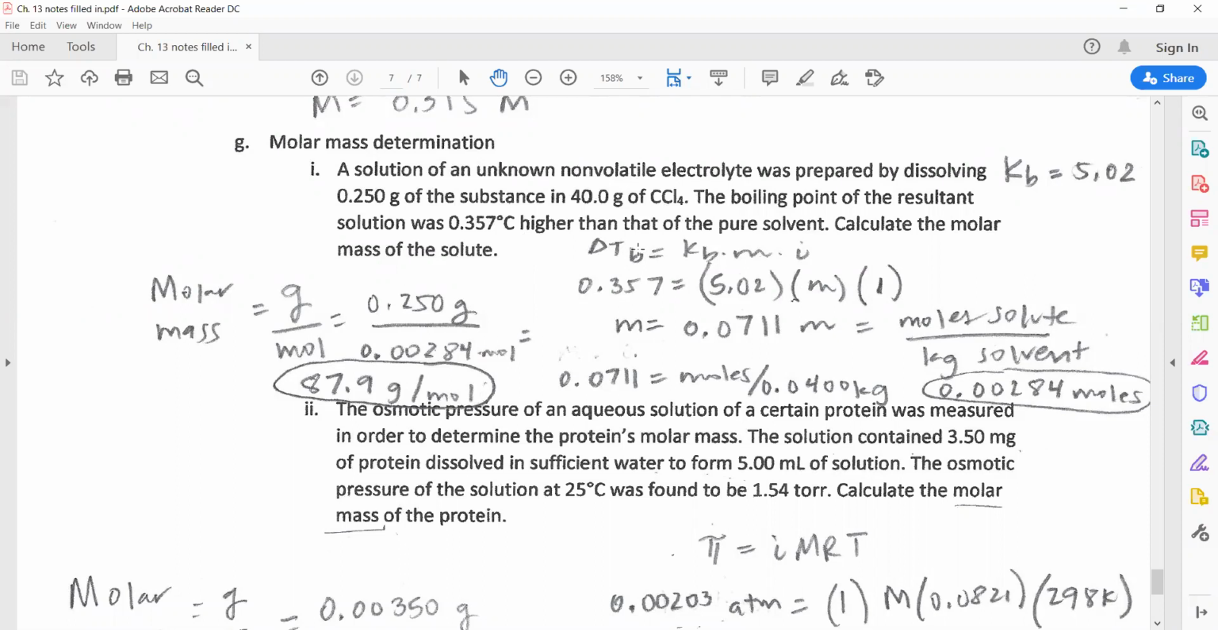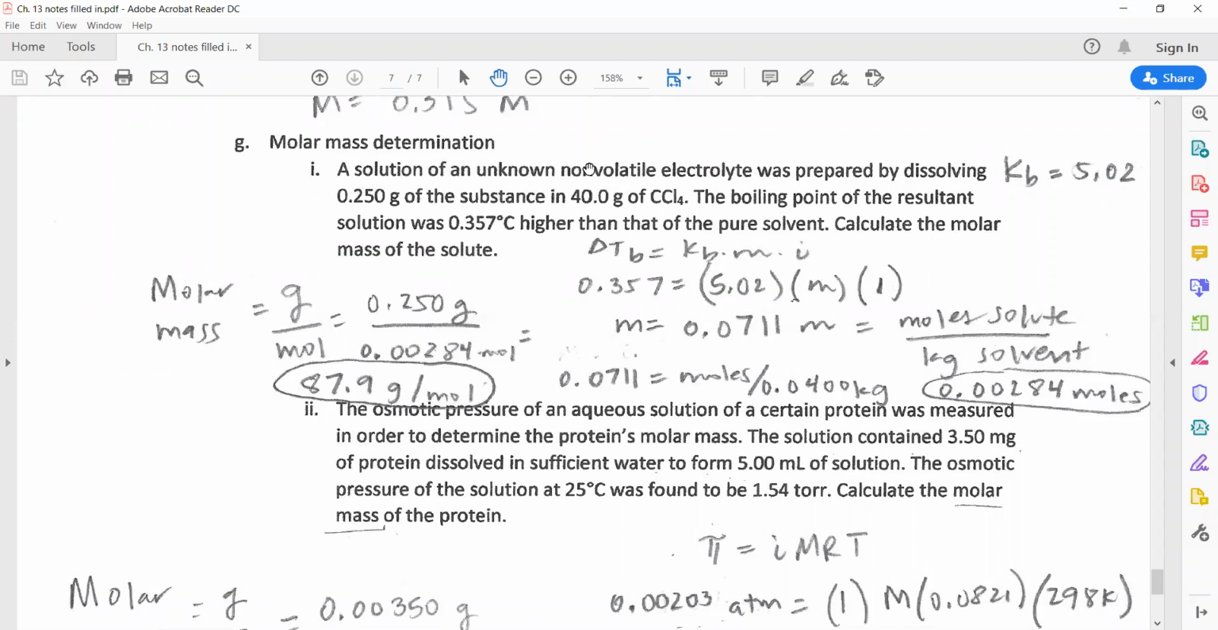Now, sometimes you don't know what order you're going through. So really just plug in what you know and find something. If molality is something I can find, let's do that and see how it could be helpful. So here I found my molality to be 0.0711. And what we know is molality is equal to moles of solute over kilograms of solvent, always.